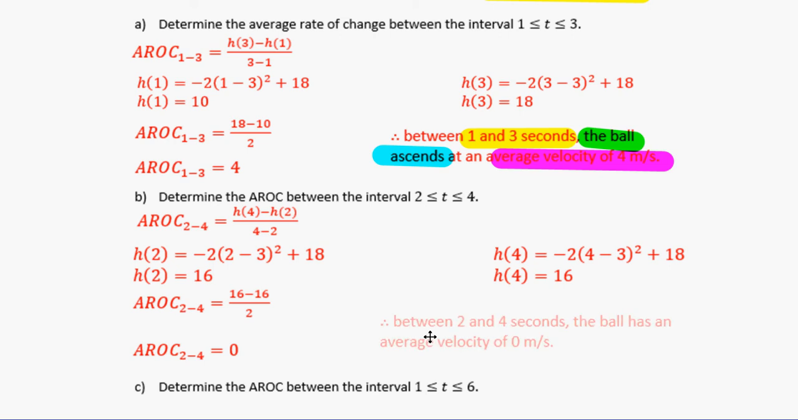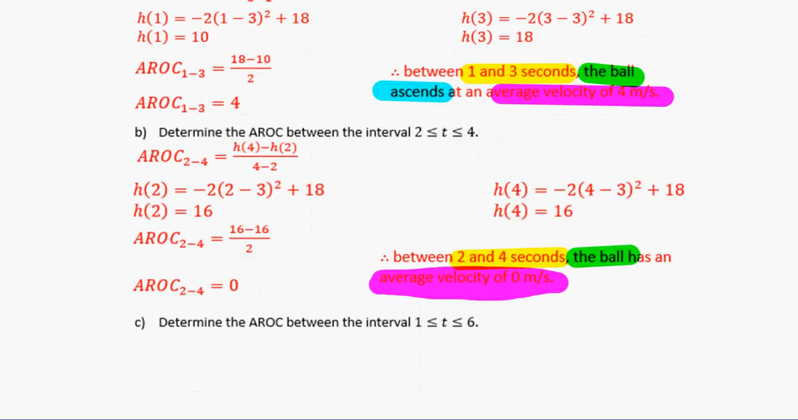And then I write my therefore statement, therefore between 2 and 4 seconds. So again, let's highlight what I have here. 2 and 4 seconds. The ball, subject. There is no direction because the average rate of change is 0, but I still write the average velocity is 0 meters per second. That was poor highlighting. There's no blue here, which means there's no direction because the average rate of change is 0, so it's neither up nor down. All right, let's do the last one.